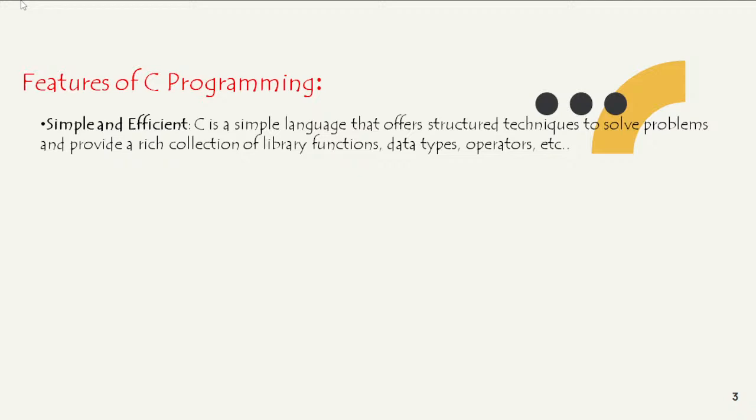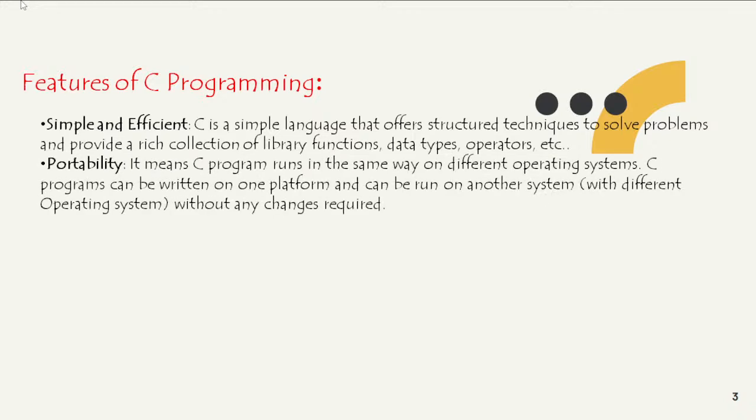So it follows a structured language. To solve any problems, it provides a rich collection of library functions, data types, operators, etc. We can use it very simply and write our programs in an efficient manner. And C is a portable language, which means we can implement C for one platform. For example, if you write your C program for the Windows operating system, you can run the same program in any other operating systems like Unix, Linux, Android.